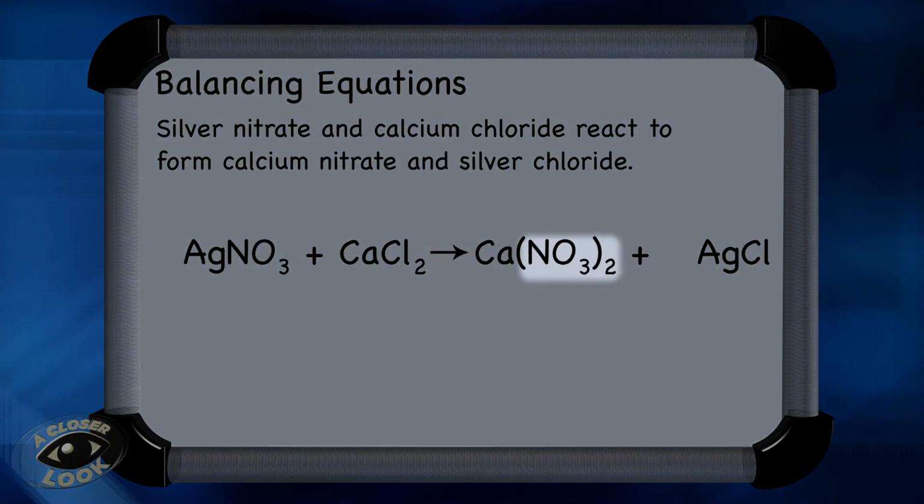With 2 nitrates on the product side, you need to put a 2 in front of the silver nitrate on the reactant side in order to get 2 nitrates on the reactant side, and that will balance the nitrates.